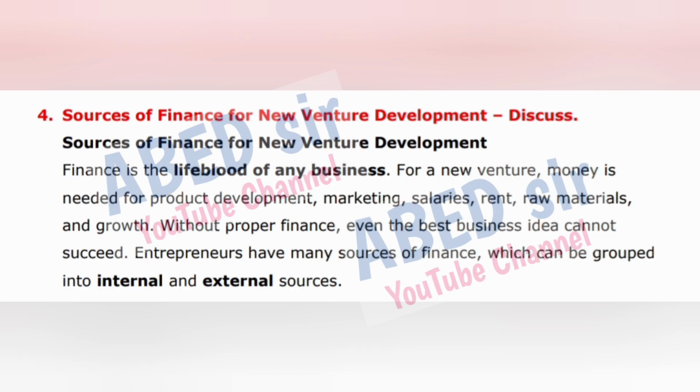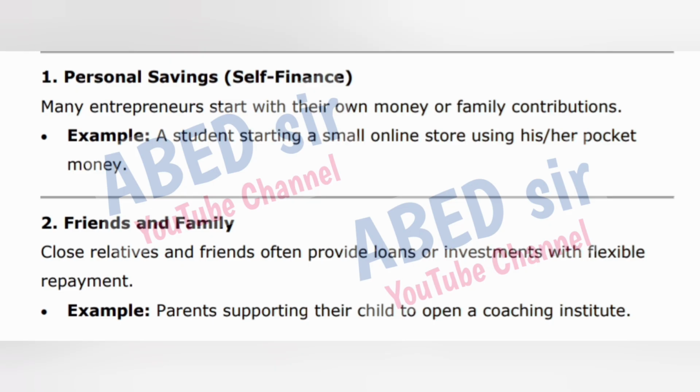Entrepreneurs have many sources of finance, which can be grouped into internal and external sources. 1. Personal savings, self-finance. Many entrepreneurs start with their own money or family contributions. Example, a student starting a small online store using his or her pocket money. 2. Friends and family. Close relatives and friends often provide loans or investments with flexible repayment. Example, parents supporting their child to open a coaching institute.